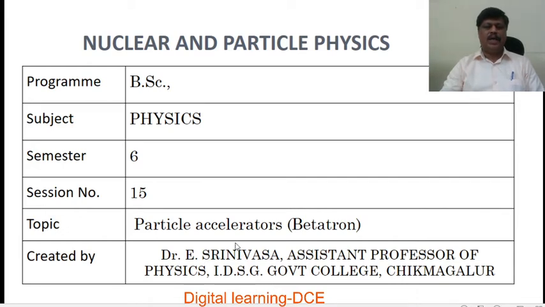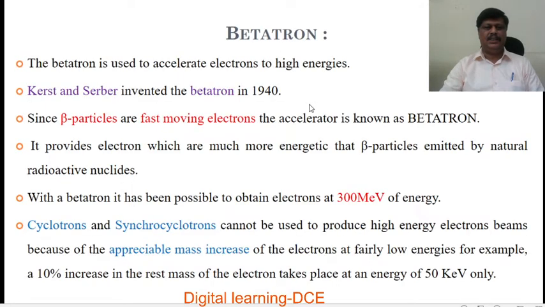In this video, I am going to explain the construction, working, and theory of betatron, which is a chapter in particle accelerator. This particle accelerator is a chapter for 3rd BSc physics students studying in 6th semester in paper 8, and this is session number 15. The name of the paper is Nuclear and Particle Physics.